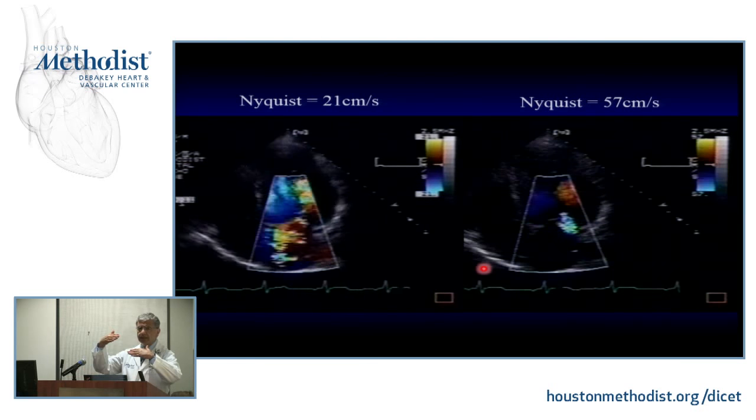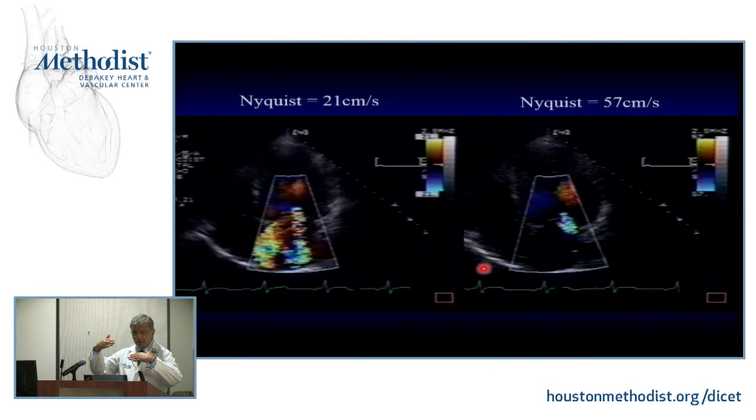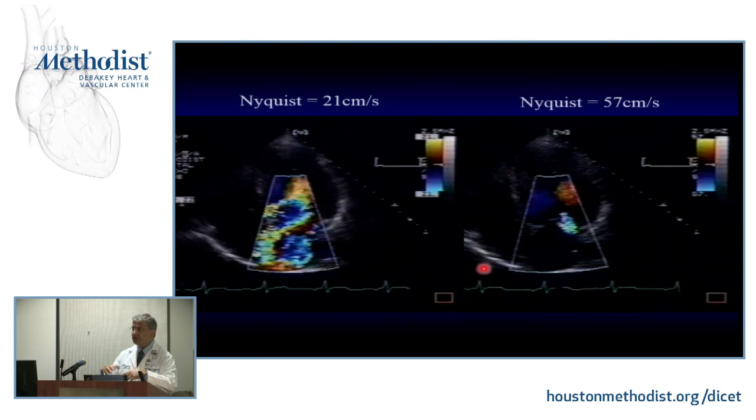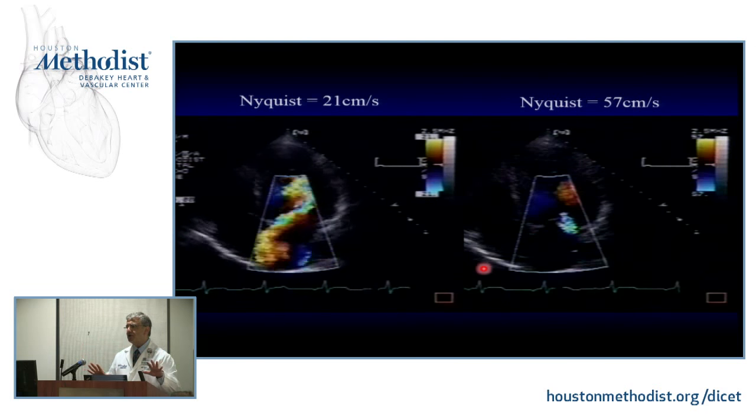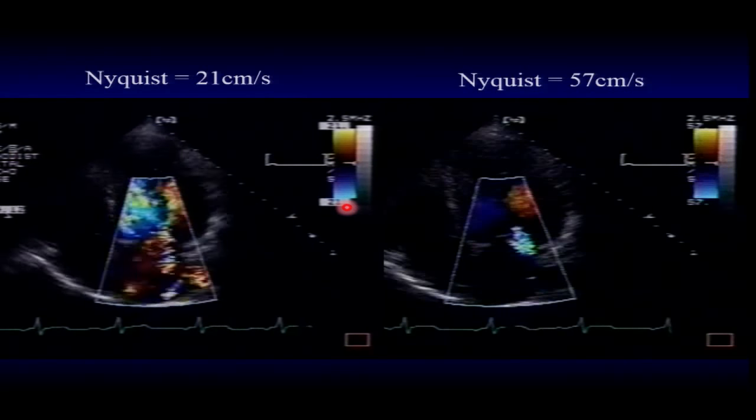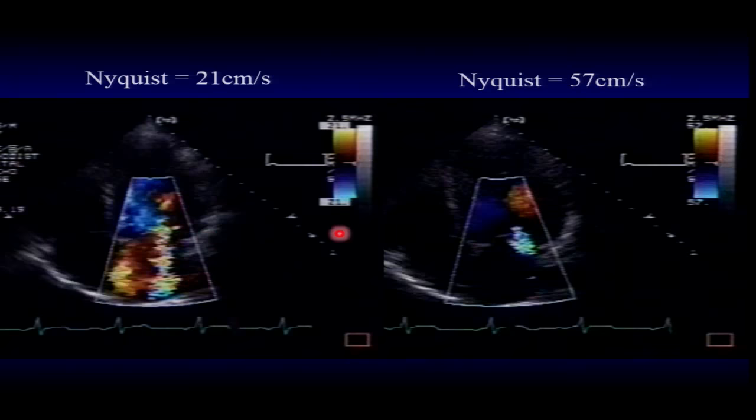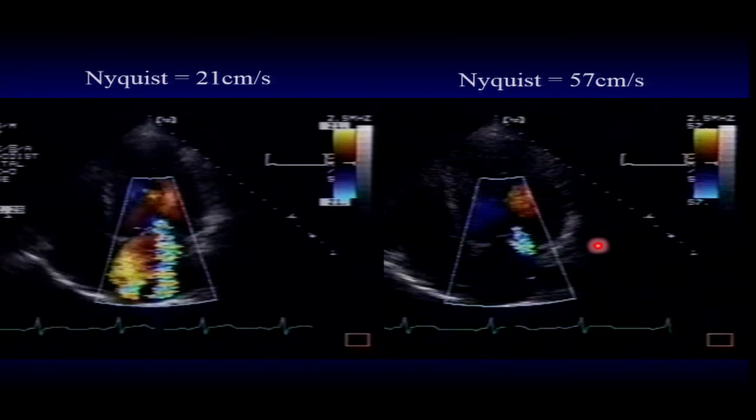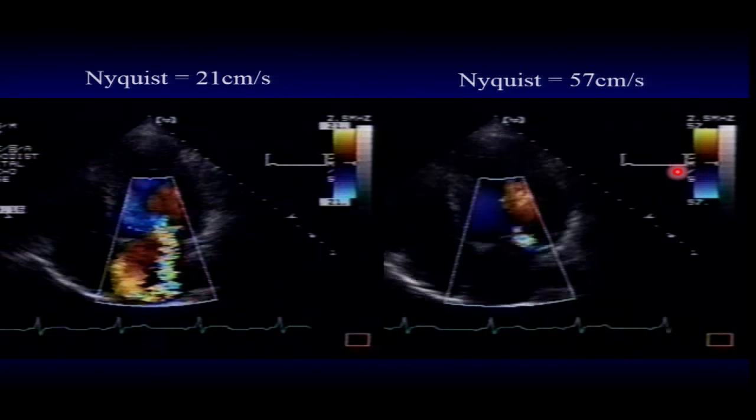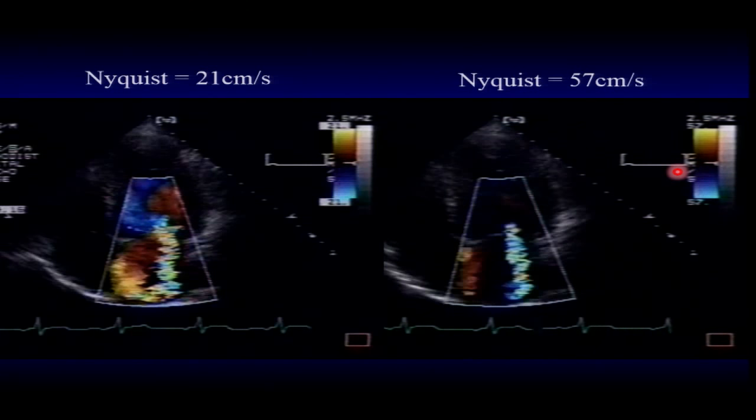Nyquist limit is where you decide your scale. If you want to emphasize the lower Nyquist limit and the lower velocity, you're going to fill in all this with blood velocity, right? So here, this is the Nyquist limit, and the way you read it is this is 0 and this is 21. Look at that, okay? And this is the appropriate one. The appropriate one should be between 50 and 60, something like this, right?